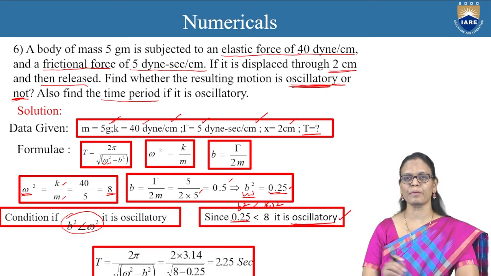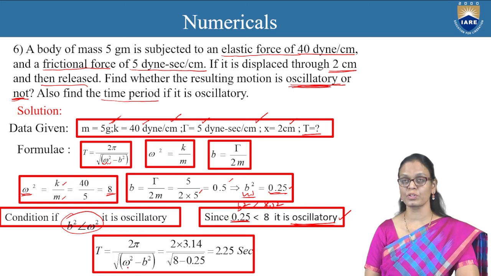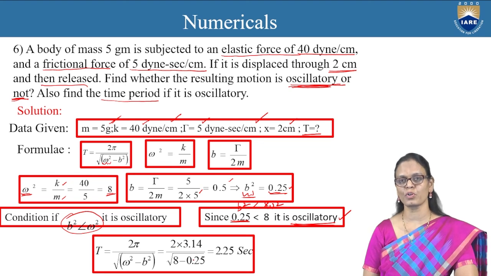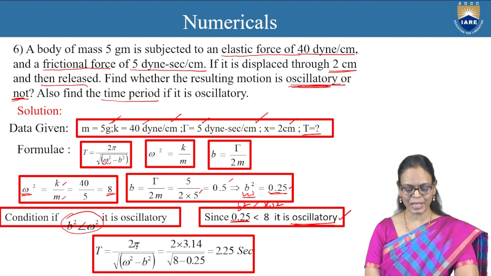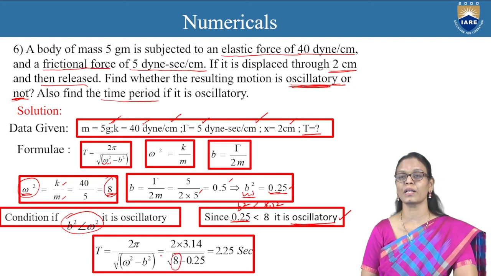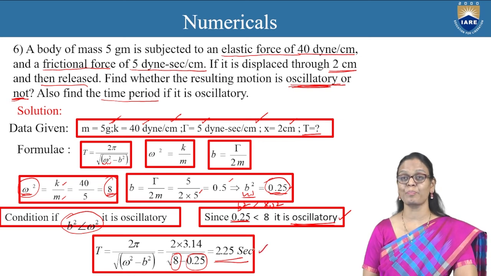And now calculate the time period. So for time period, we have 2 pi under root omega square minus b square. So 2 into 3.14 upon root omega square is 8. Omega square is 8. So for omega square, I am directly substituting 8. And for b square, we got 0.25. So we are substituting 0.25. So 6.28 under root 8 minus 0.25, you get 2.25 seconds. So this will be the time period of the motion.